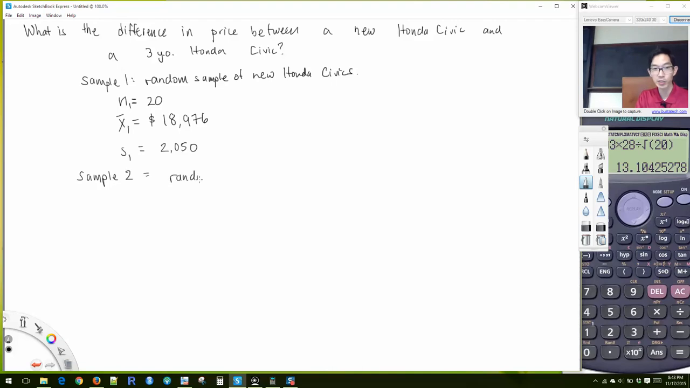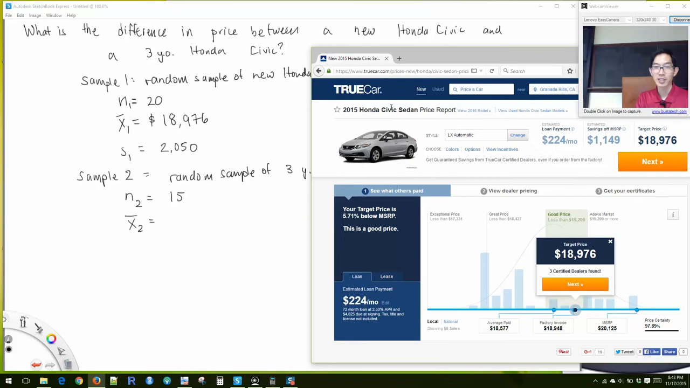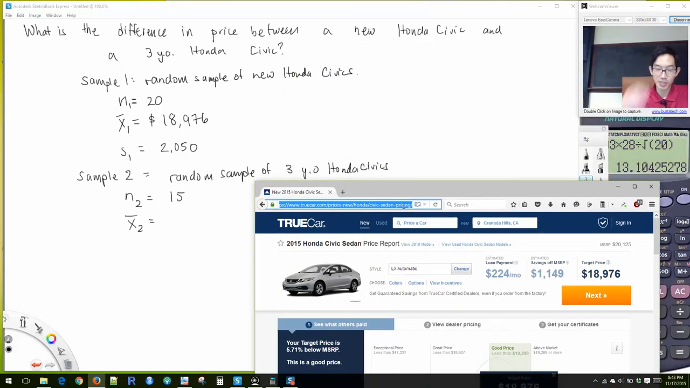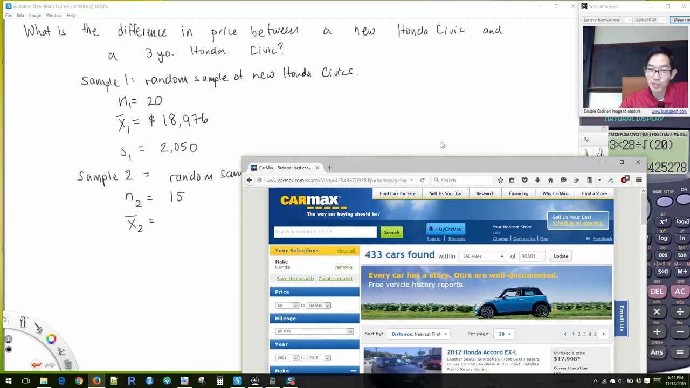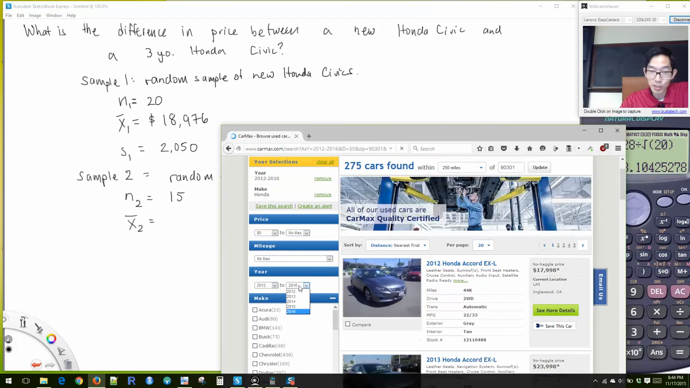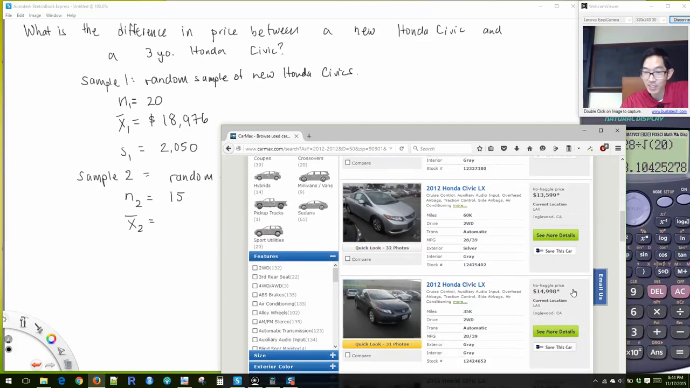Sample two will be our random sample of 3-year-old Honda Civics. Okay, and so N2, let's say we looked at 15 3-year-old Honda Civics, and we'll say the average, should I go on KBB? Or maybe I'll go to CarMax? A 3-year-old, no, it's going to be over 10. So a 3-year-old would be what, 2012? It's going to ask me all of these questions, but let's just say we want a 2012 Honda Civic. Okay, 17,998, 16,599, 16,599, 13,599, 14,998.